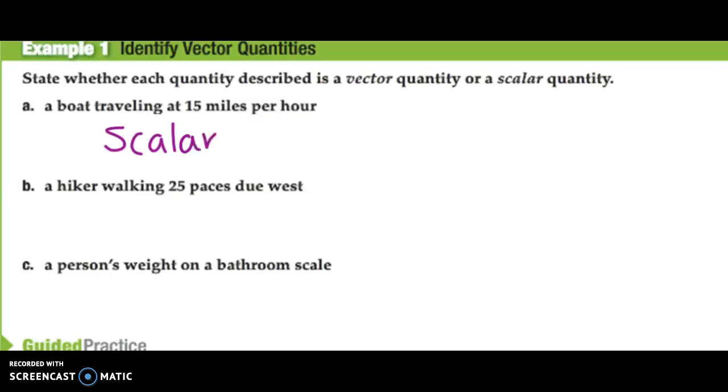A hiker walking at 25 paces due west. Well, I now have an amount and a direction. So this is going to be an example of a vector.